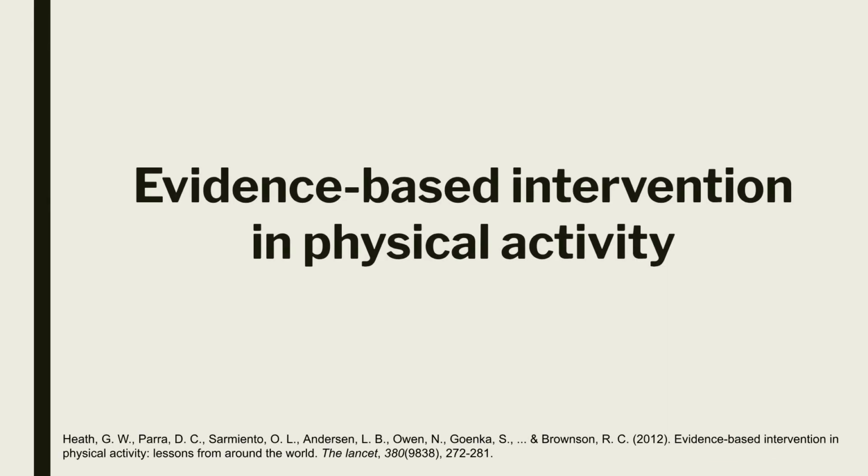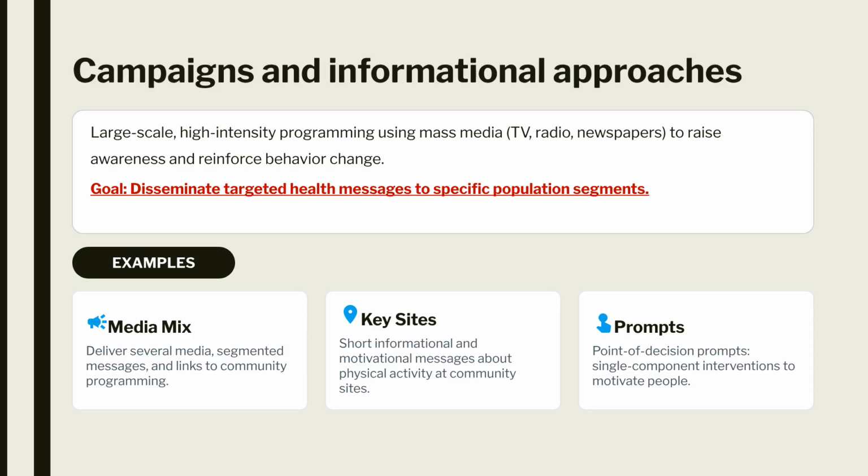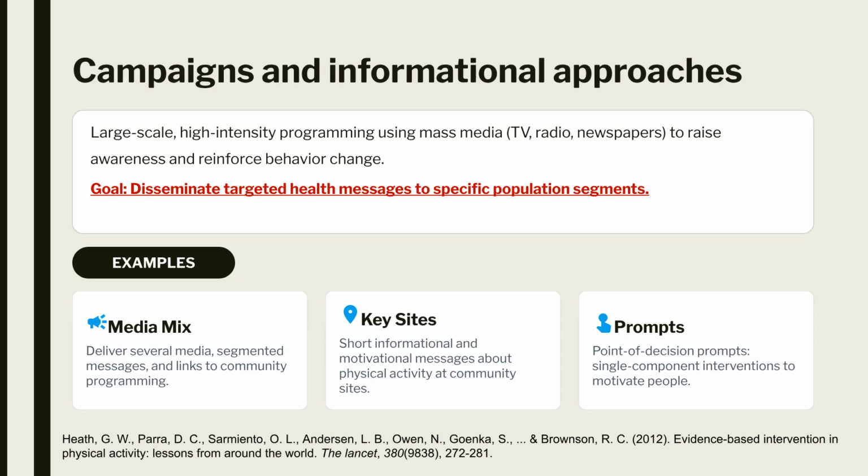Now let's shift to looking at some successful interventions for promoting physical activity. These examples are primarily drawn from the work of Gregory J. Welk, a leading researcher in physical activity promotion. In this work, intervention approaches are categorized into three main types: campaign and informational approaches, behavioral and social approaches, and policy and environmental approaches. The first type is campaign and informational approaches.